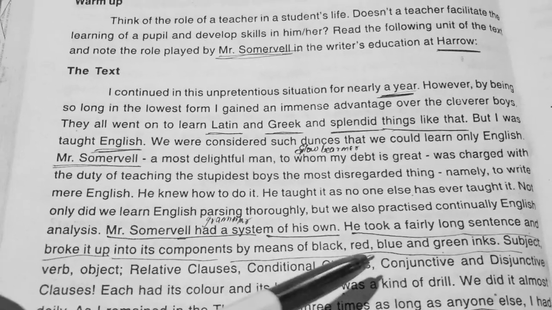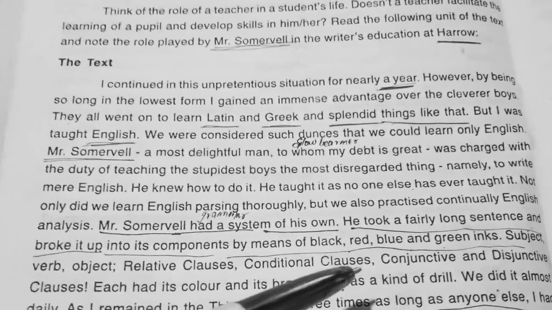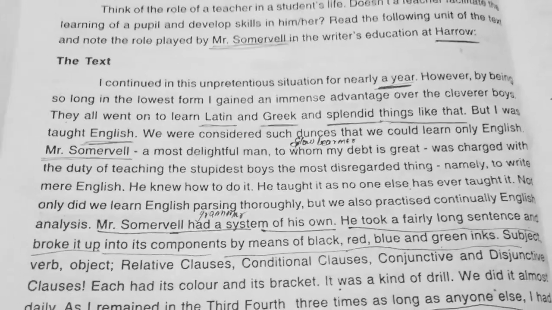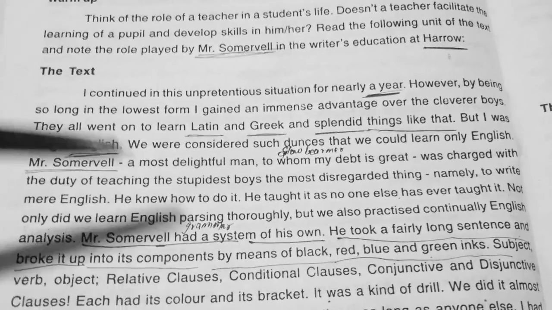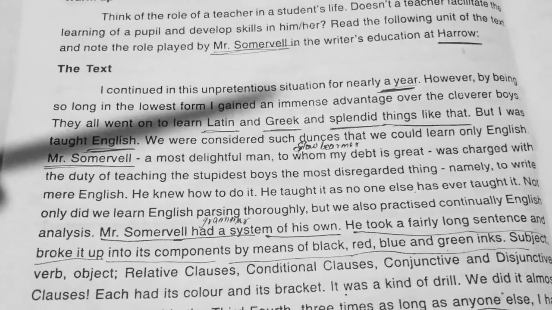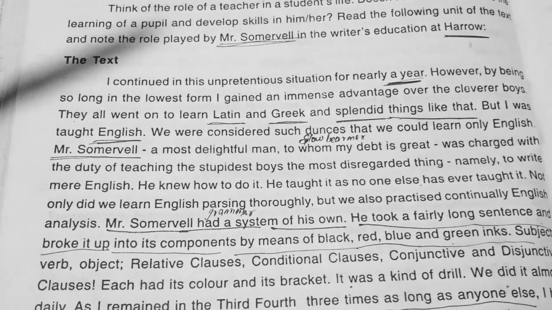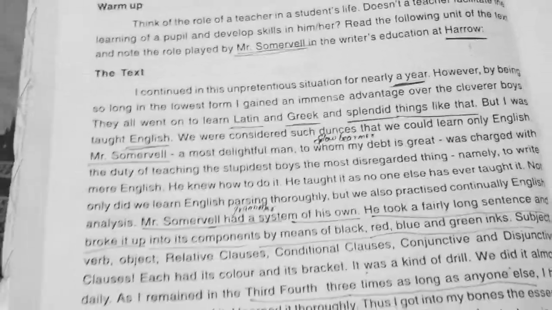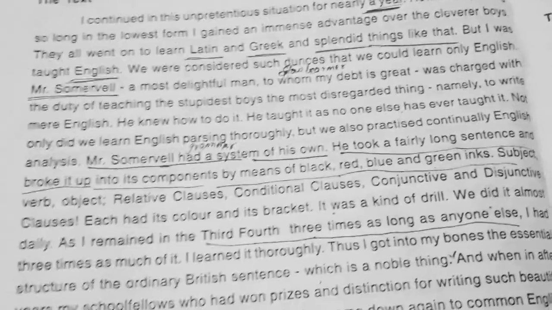How did he analyze English? He took a very long sentence and broke it up into its components by means of black, red, blue, and green inks. So he wrote a big sentence, and then he made the components recognized by different colors like black, red, blue, and green. Like subject is black, verb is red, object is blue, relative clause green, conditional clause brown, conjunctive and disjunctive purple, pink, like this. He colored all the components of a sentence with different colors. So this is the analyzing technique of teacher Somerville. A very, very impressive technique to teach slow learners.